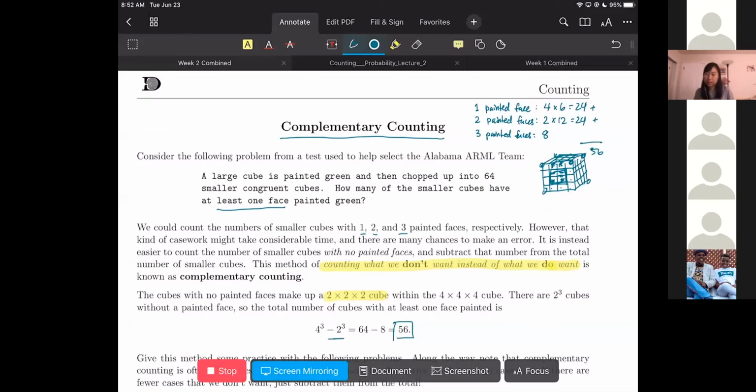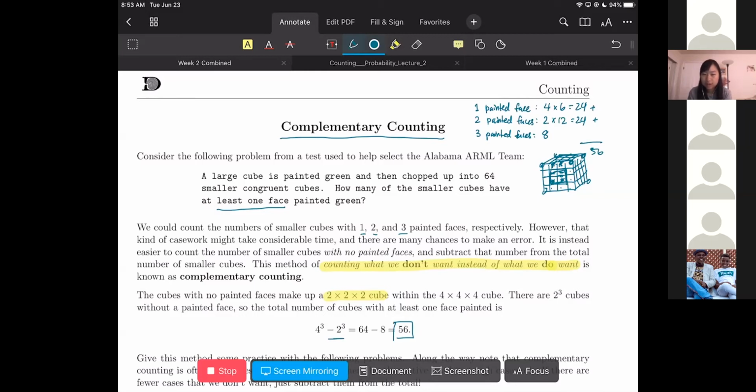Miss Wendy, yes. But the question says how many of the smaller cubes have at least one painted face, not how many faces. So shouldn't the ones in the middle be 4 cubes? Instead, then we subtract from 64, giving 60. Are you talking about the complementary counting approach, or the approach where we count all of them directly? The complementary counting approach, because the question is looking for how many cubes and not how many faces.